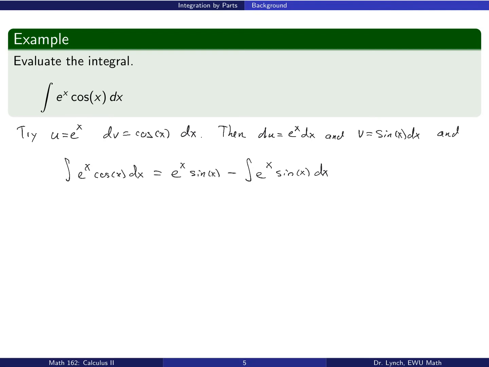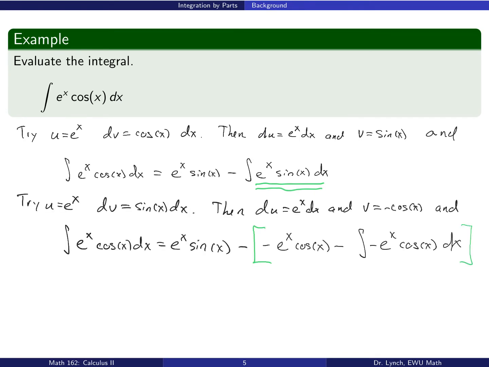We see that du is e to the x dx and v is sine x, and the integral of u dv is u times v minus the integral of v du. We can see that we're left with an integral that, while it may not be better than our integral before, is at least no worse. So this is what I mean when I say the new integral should be no worse. Using our intuition from last time, we'll go ahead and try integration by parts on this new integral.